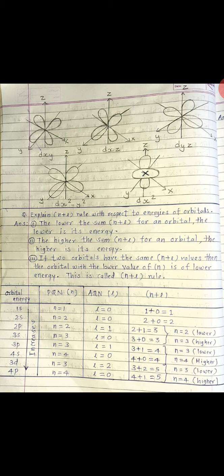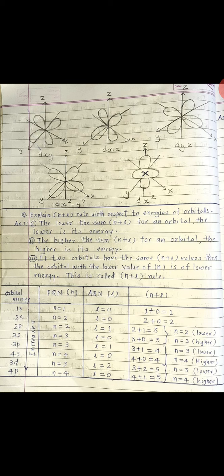Now here 3p and 4s की n plus l की वैल्यू क्या आती है? देखो 3 plus 1 that is 4 and 4 plus 0 that is 4, दोनों की सेम है, तो इलेक्ट्रॉन पहले लोअर एनर्जी ऑर्बिटल कौन है? जिसकी n की वैल्यू कम है वो लोअर, सो n इज इक्वल टू 3 इट इज लोअर एनर्जी ऑर्बिटल, एंड n इज इक्वल टू 4 इट इज अ हायर एनर्जी ऑर्बिटल.